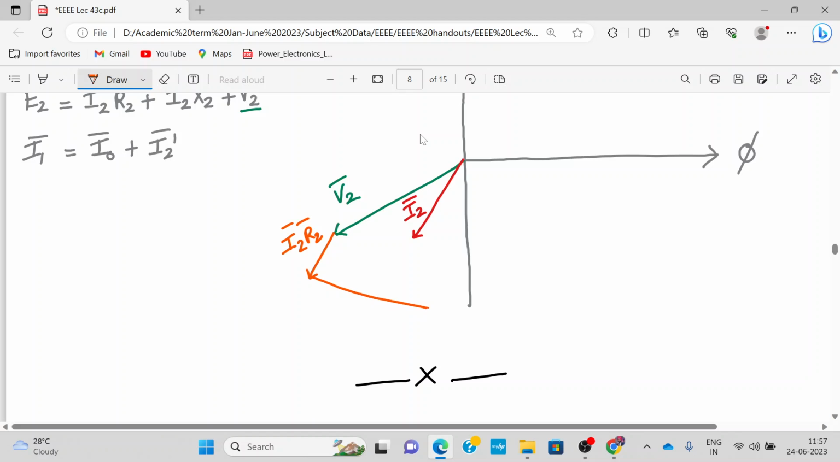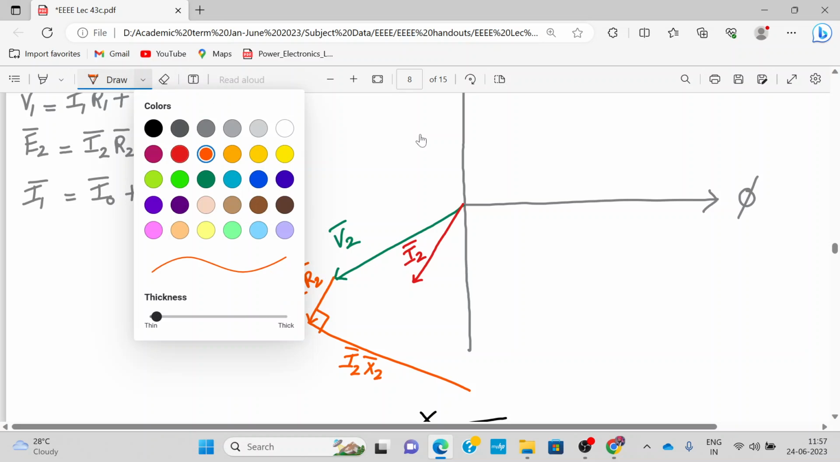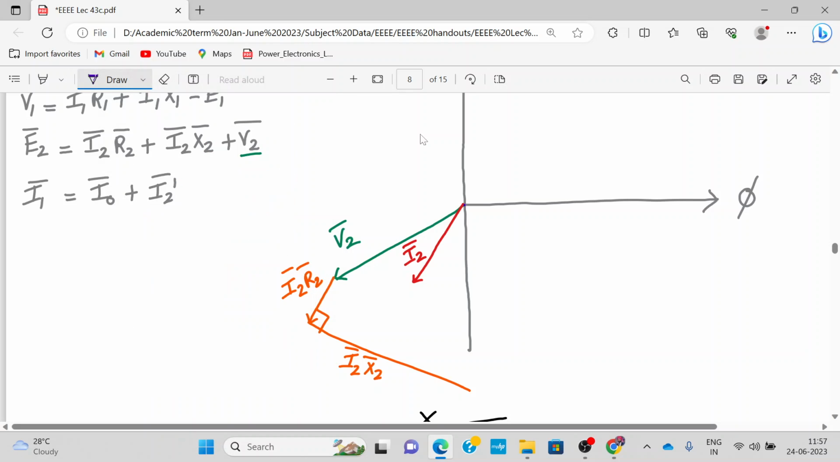Let me see if I can draw a straight line properly. Yeah, this is 90 degrees. And then the addition of all, that is V2, I2 R2 and I2 X2 bar, is nothing but your E2. So this much is your E2. E2 is equal to E1 because the transformation ratio is 1. Alright, so this much is clear.